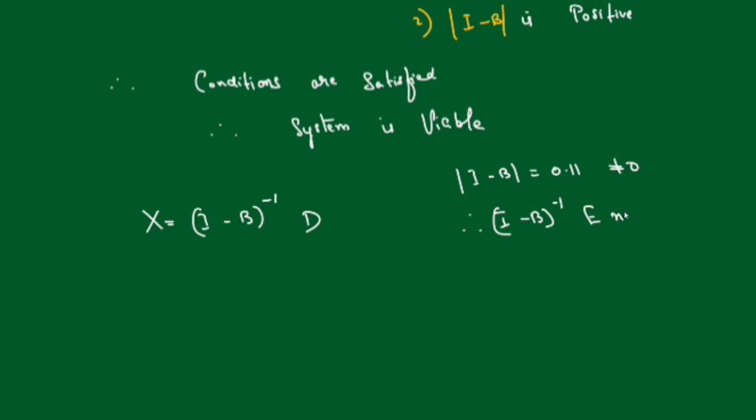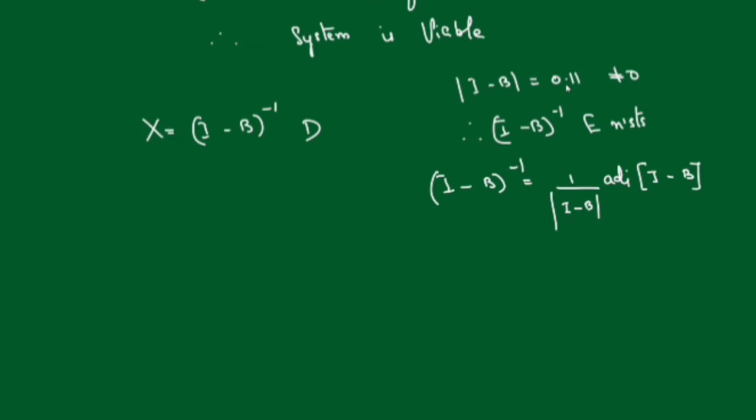How do you find the inverse? What is the formula? It is 1 by determinant of A. In the place of A, this is your matrix now, I minus B. So (I minus B) inverse is 1 by determinant of I minus B into adjoint of I minus B. The determinant of I minus B we already found, it is 0.11. Now the adjoint of I minus B.